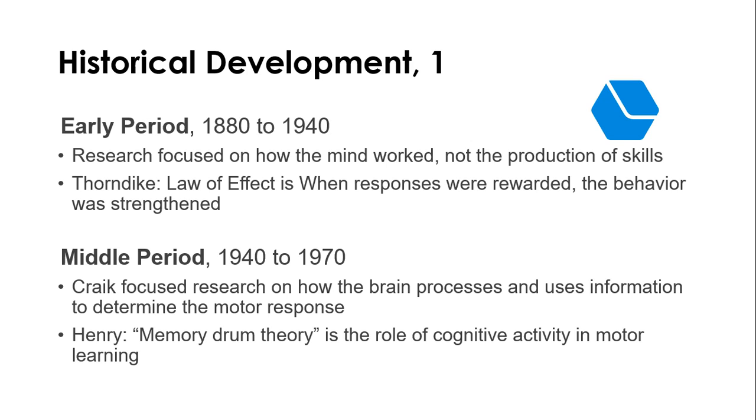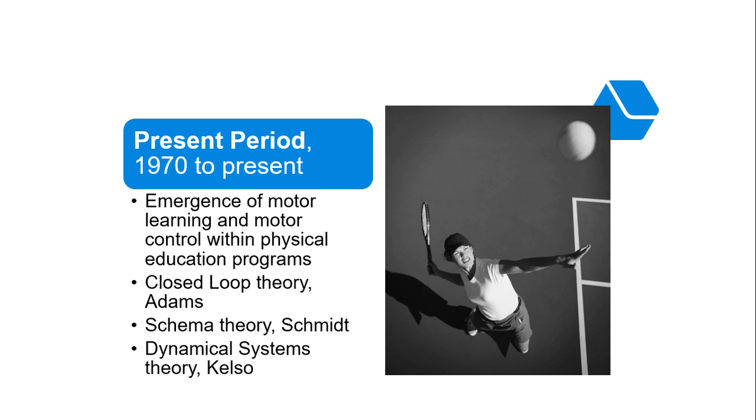Often considered the father of motor behavior, Henry, with his contemporaries Fitts, Hubbard, Jack Adams, Arthur Slater-Hammel, and John Lothes, helped set the stage for the emergence of the subdiscipline in the 1970s. The 1970s marked the emergence of motor learning and motor control within physical education programs. During this time, motor behavior scholars began to move from the application of theories from psychology to the development and use of their own theories and models to explain motor skill acquisition.